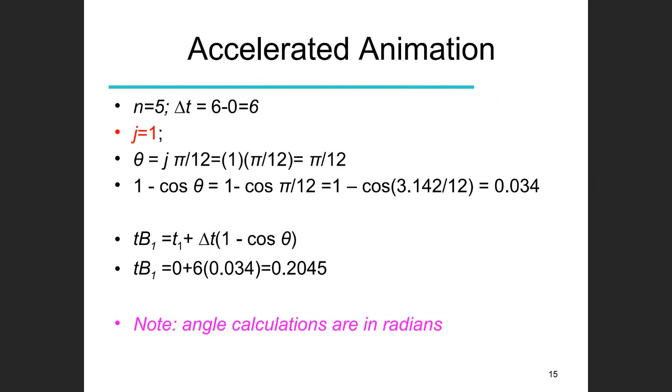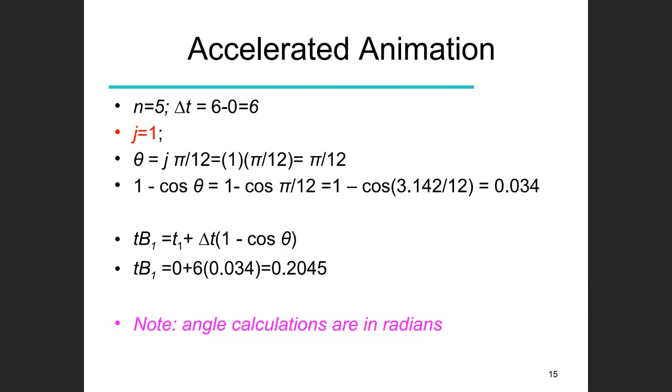For example, when j is equal to 1, we are going to put here 1 multiplied by pi divided by 12. So theta is equal to pi divided by 12. After computing theta, we are going to compute 1 minus cosine theta. We substitute the value for theta in this equation: 1 minus cosine pi divided by 12.